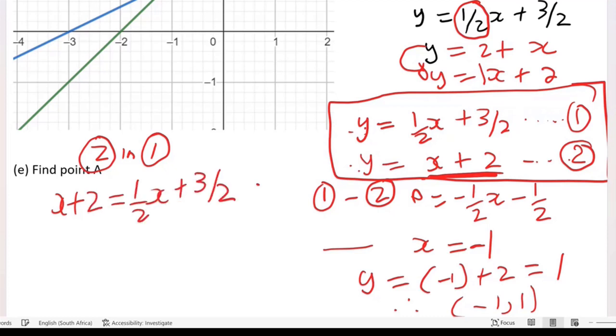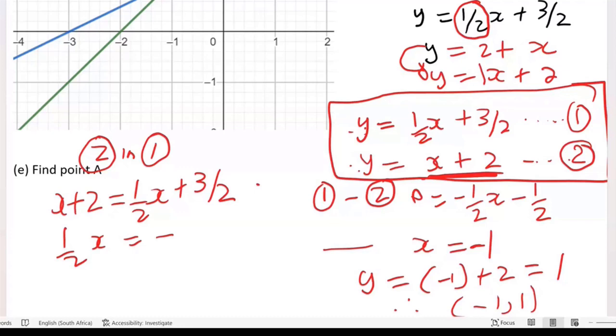And what I do next is I simplify. After simplifying, you would find that half x minus half x is going to be equal to 3 over 2 minus 2, and 3 over 2 minus 2 is going to be equal to minus half. So therefore, my x is equal to minus 1. You still get the same value. I'm just showing you different methods. It will depend on what you are asked.